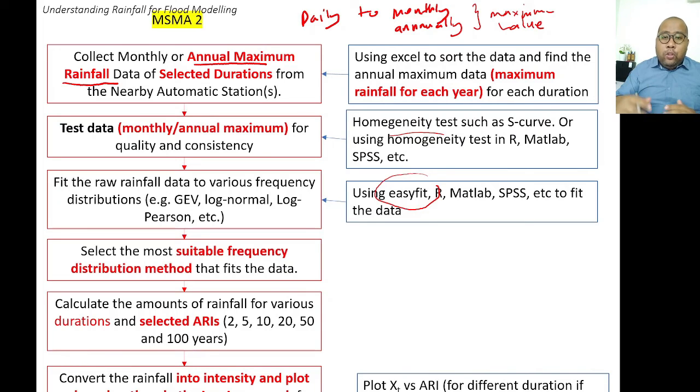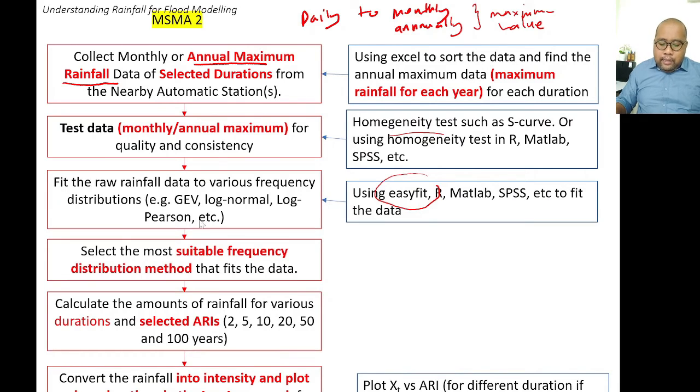Okay, then Easy Fit will automatically fit your data according to whichever distribution is best. Meaning it will rank which distribution is the best. So for the first rank, you can select that distribution for the next analysis. Okay, and if you don't want to use Easy Fit, you can use another statistical software such as R, MATLAB, SPSS, and etc.